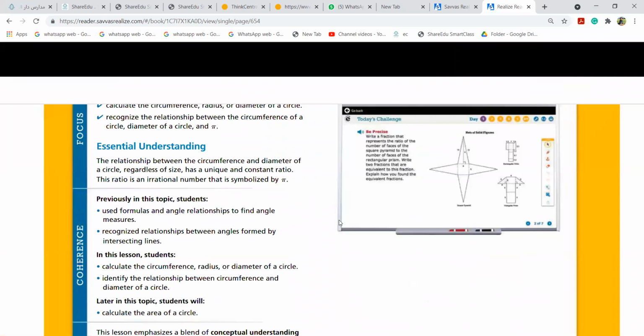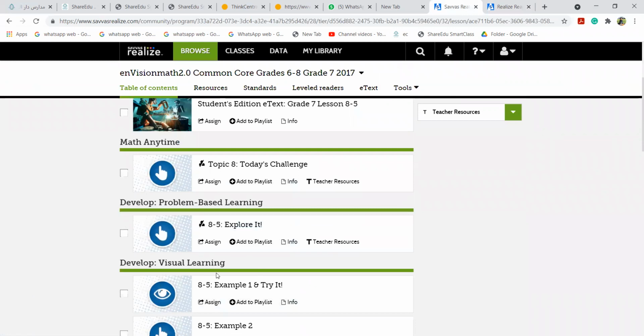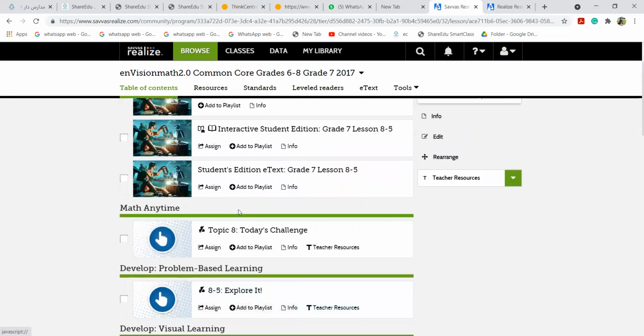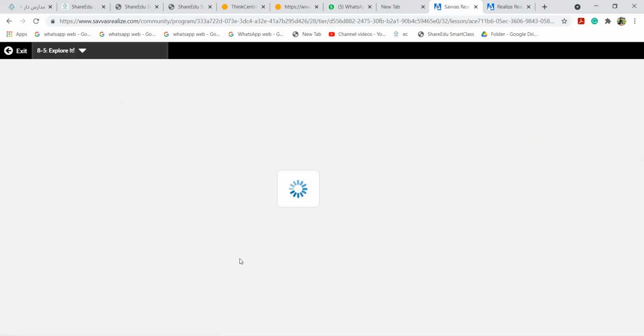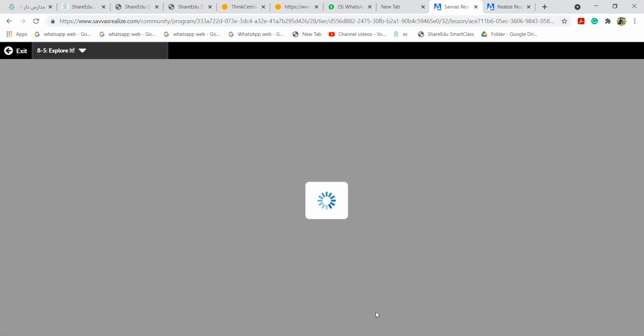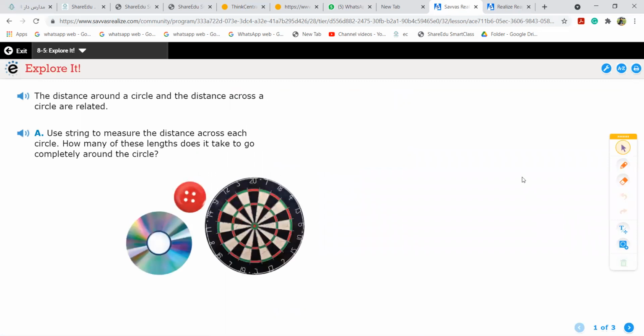First thing, let us see. Now, before you go with that, we will explore it. I hope it works. Okay, yes. So the distance around a circle and the distance across a circle, around and across, inside, they are related.